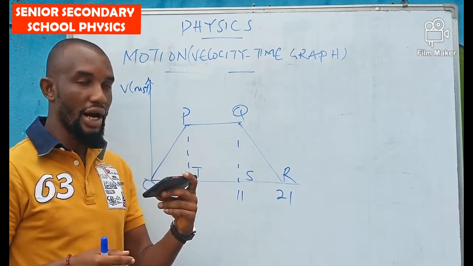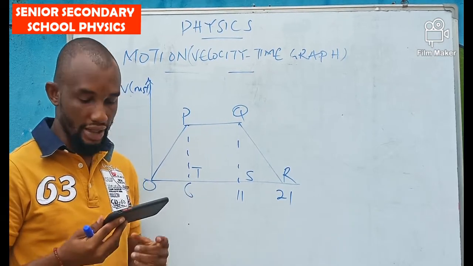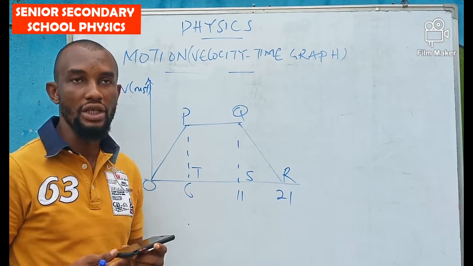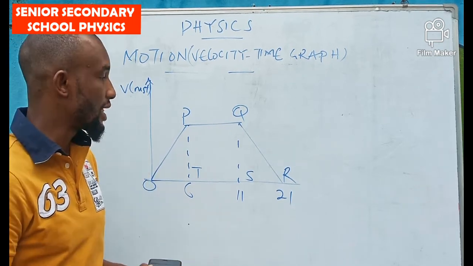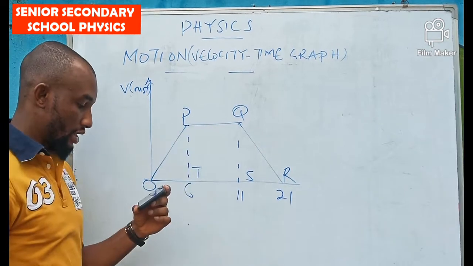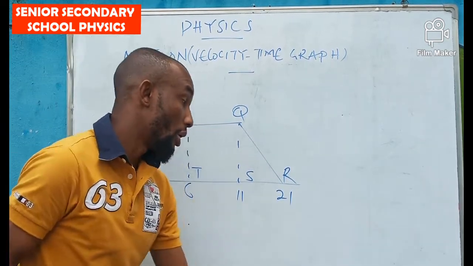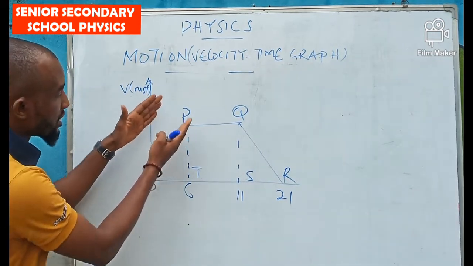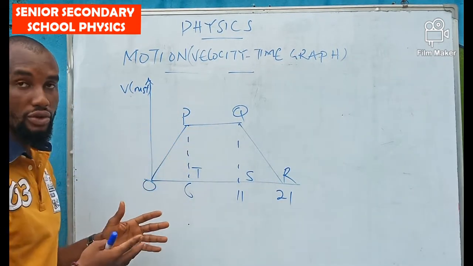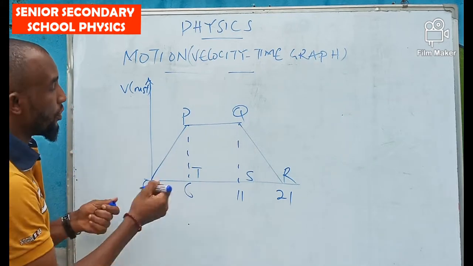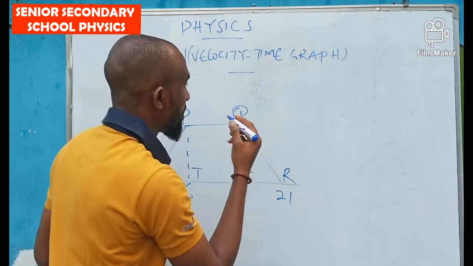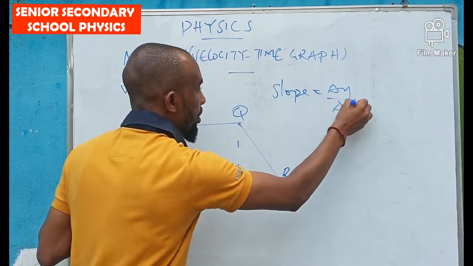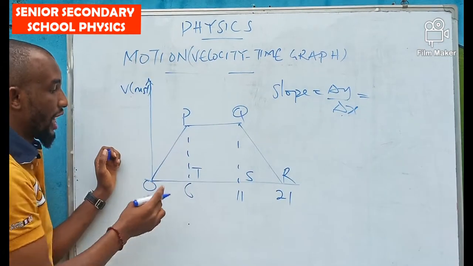The total distance traveled by the body is 195 meters. Calculate the acceleration of the body in section OP of the graph. Now, to obtain our acceleration from a velocity time graph, we consider the slope. We solve for the slope of the acceleration region to obtain the acceleration. Acceleration is given as the slope, change in y all over change in x.